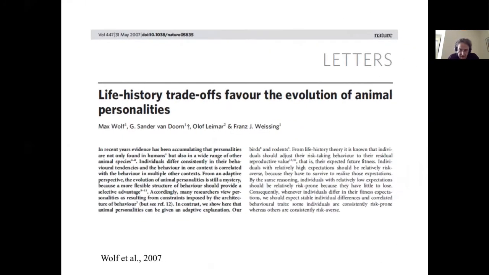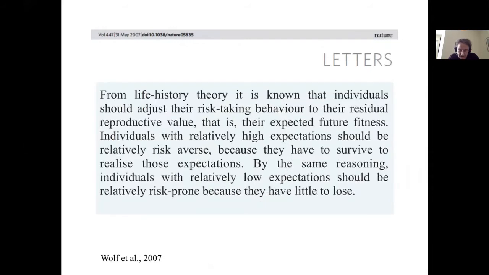So in other words, life history suggests that individuals adjust their risk-taking behavior to their, a very technical term, residual reproductive value, that is their expected future fitness. Individuals with relatively high expectations, the K version, should be relatively risk averse because they have to survive to realize those expectations. And by the same reasoning individuals with relatively low expectations should be relatively risk prone because they have little to lose.